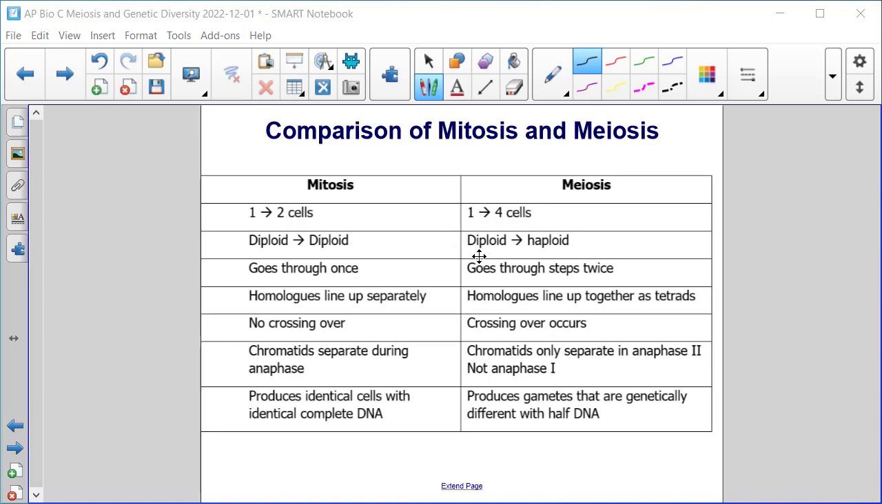Meiosis starts with one diploid cell and ends with 4 haploid cells. It goes through the steps twice. The homologs line up together as tetrads. Crossing over occurs. The chromatids only separate in anaphase 2, not anaphase 1, and it produces gametes that are genetically different with half of the required DNA.